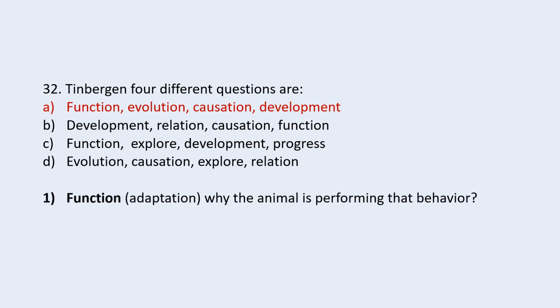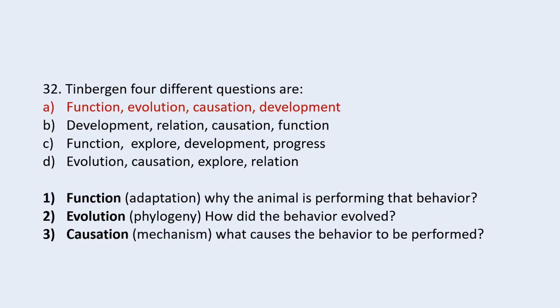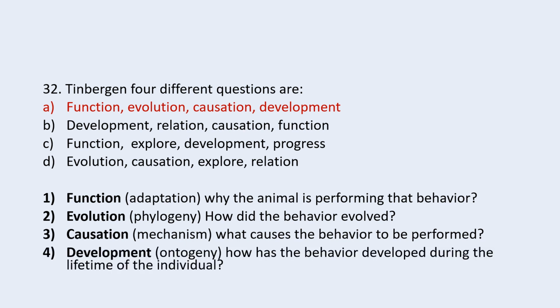Function means adaptation, like why the animal is performing that behavior. A researcher must know why this particular animal is performing that behavior. Number two is evolution, that is known as phylogeny, like how this behavior has evolved. Number three, causation, that is mechanism, what causes the behavior to be performed. And number four, development, that is known as ontogeny, how has the behavior developed during the lifetime of the individual.